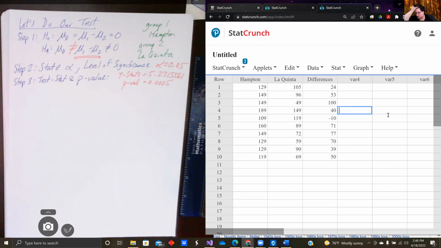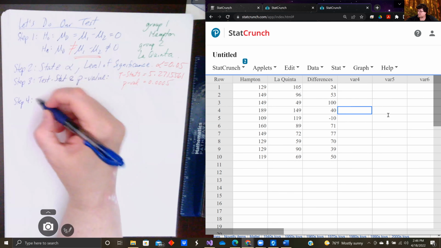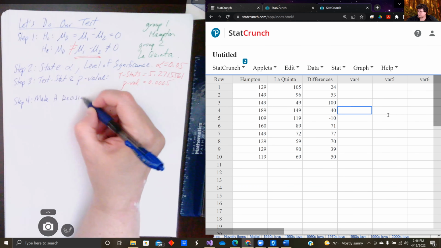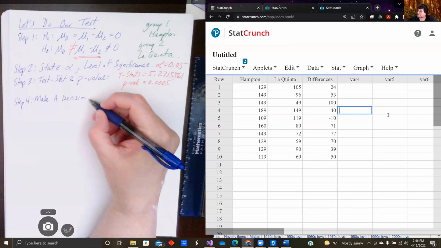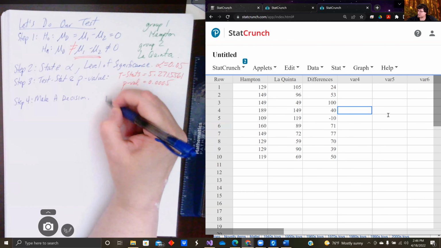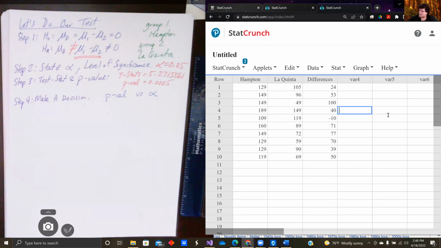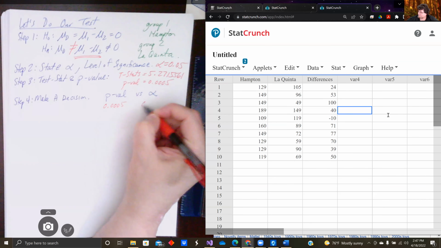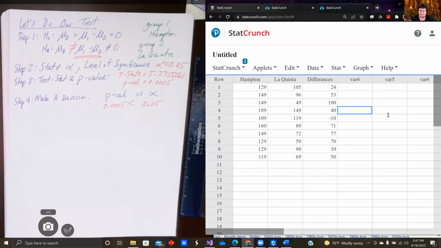So back to where we were. Step 4. What is step 4? Step 4 of a hypothesis test is make a decision. Do we support H0 or do we not support H0? Do we reject or do we not reject H0? So remember, we're going to check p-value versus alpha. So what do I have here? My p-value is 0.0005. My alpha is 0.05. It looks like p-value is less than alpha.